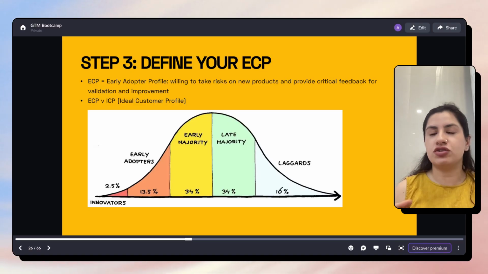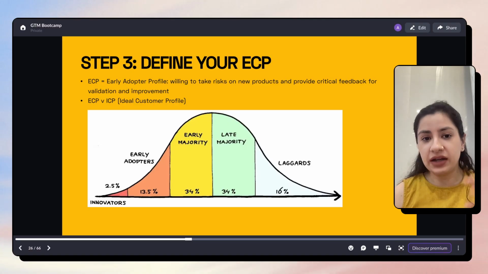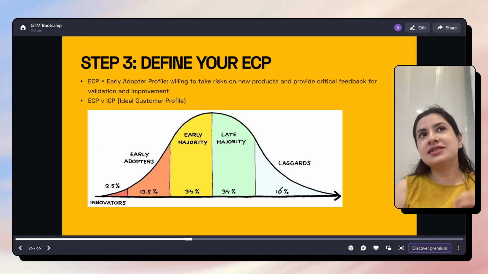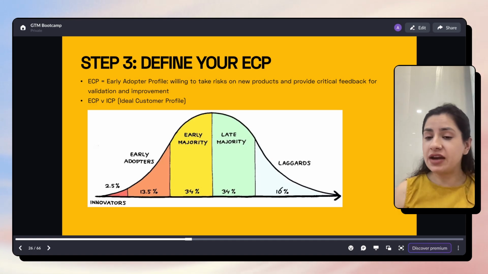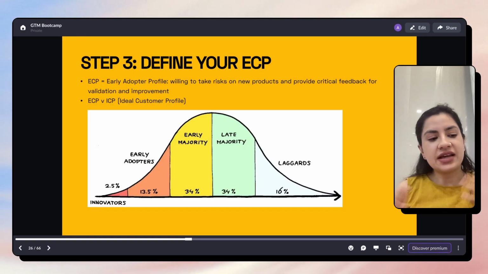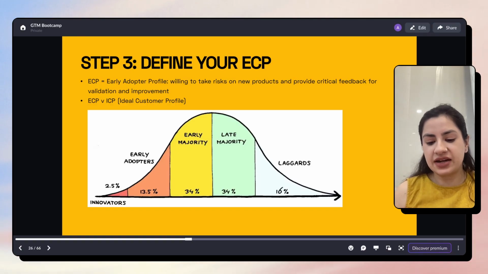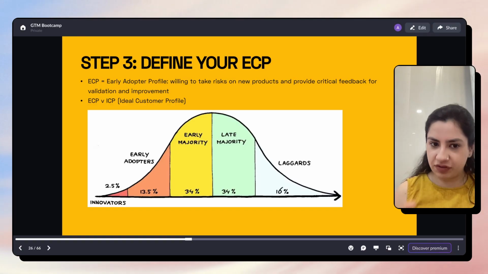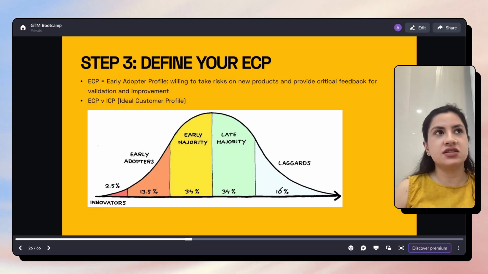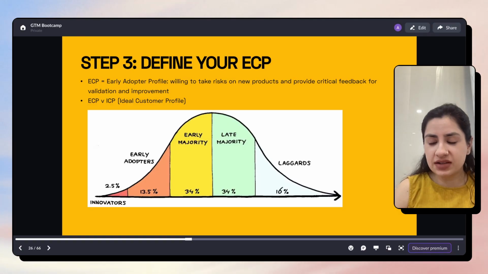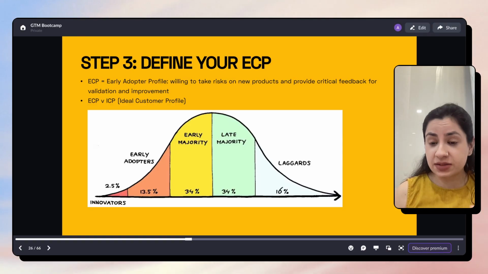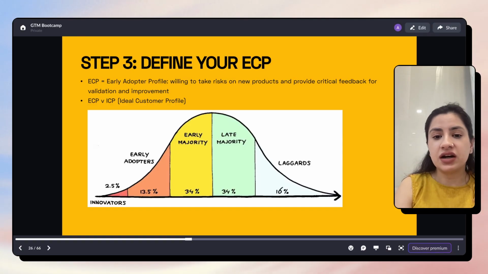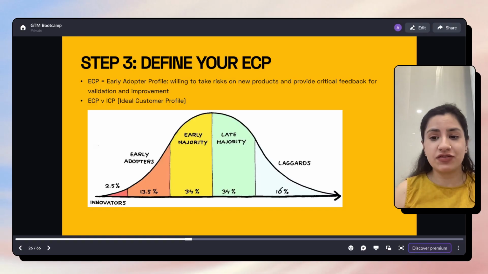There's a reason why I'm not talking about the ideal customer profile. Your ideal customer profile is what you scale once you've hit PMF. But to get to that, you have to test out multiple profiles that are potentially the right fit for you. The ECP is willing to take risks on new products. They may not need as much social proof or testimonial to convince themselves. These early adopters are also great for giving you critical feedback for validation and improvement.